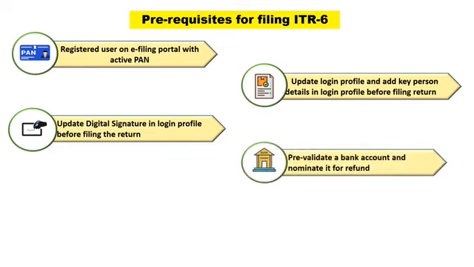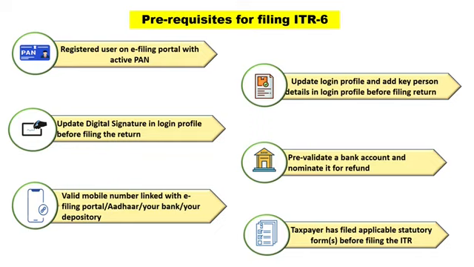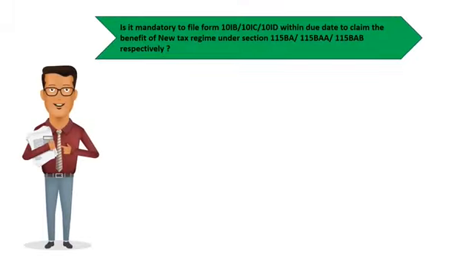It is also advisable to pre-validate a bank account and nominate it for refund, to have a valid mobile number linked with e-filing portal, Aadhaar, your bank or your depository, and you must have filed applicable statutory form before filing the income tax return. Let us now see the first FAQ on filing ITR 6.